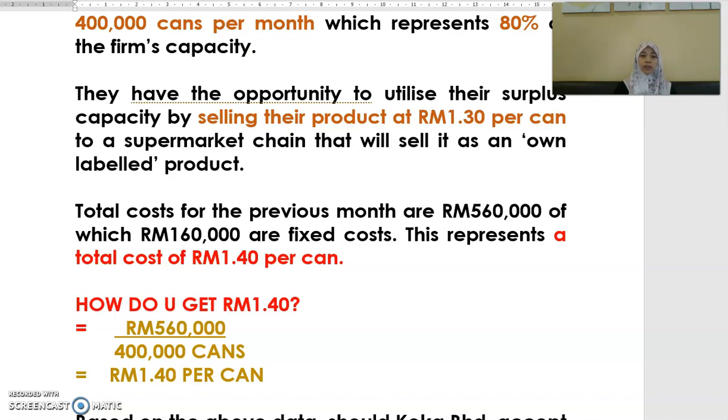So total cost for the previous month is 560,000 ringgit, of which 160,000 are fixed costs. So this represents a total cost of 1 ringgit and 40 cent. How do they get 1 ringgit and 40 cent per can? You take the 560,000 divided by the 400,000 cans that they are producing, so you get 1 ringgit and 40 per can.